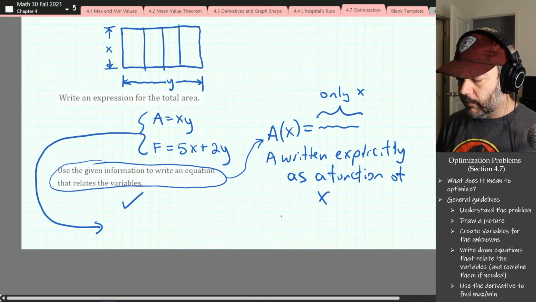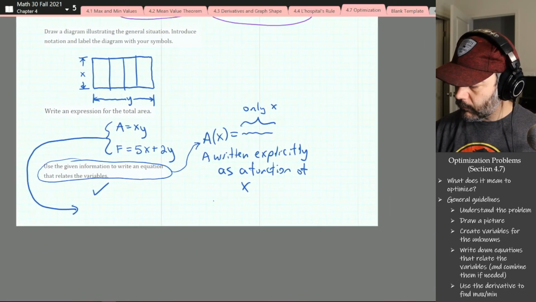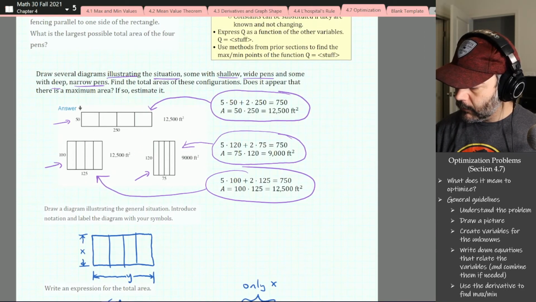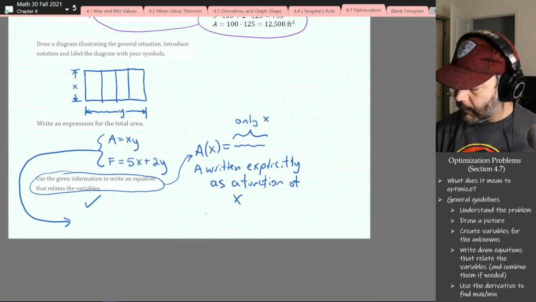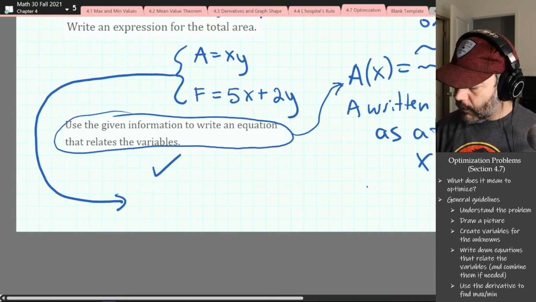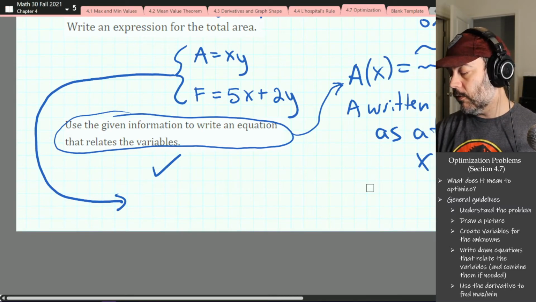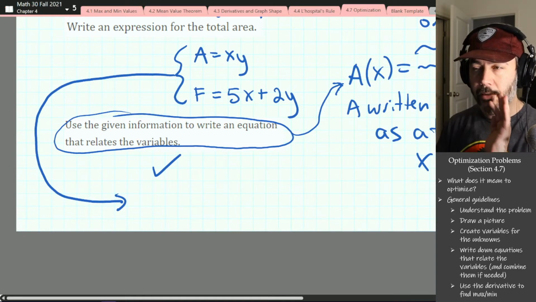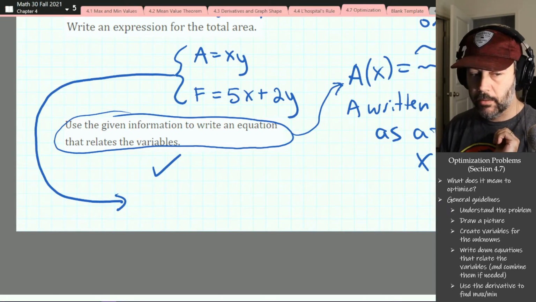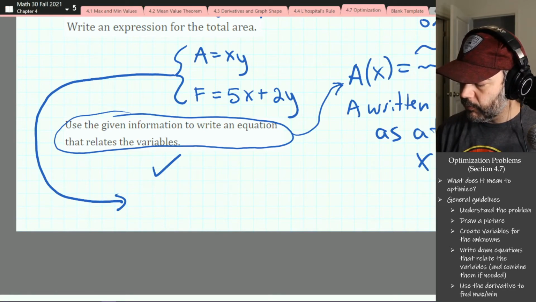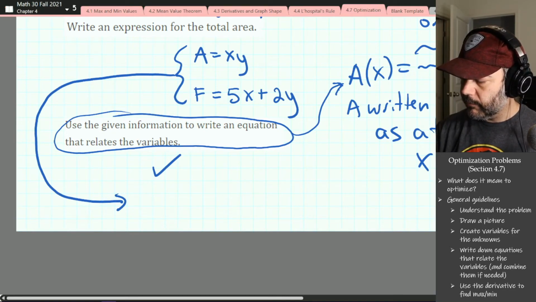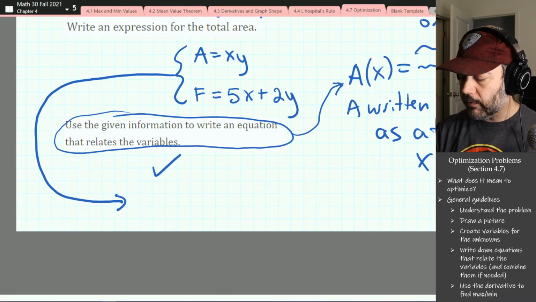And by the way, I took this question from the textbook. I don't remember how it's exactly worded in WebAssign, so sorry about that. But it's possible what they want is for you to write this equation that relates the two. So you have to read how it's worded.